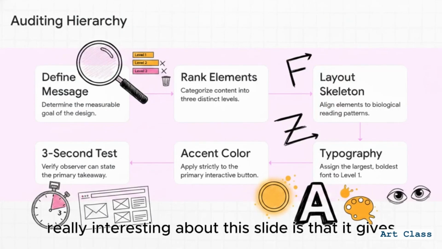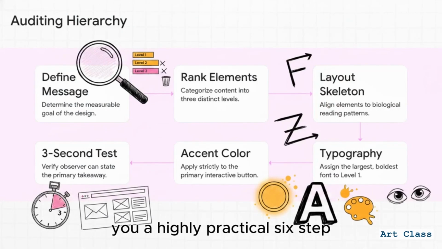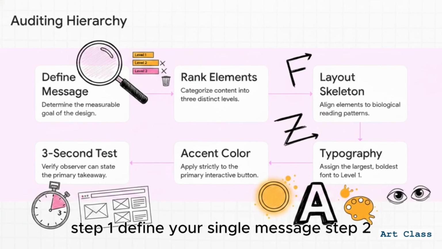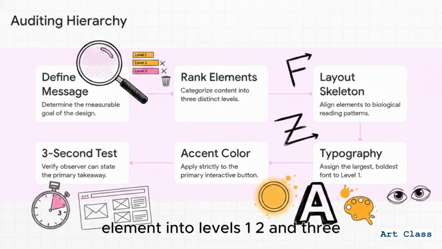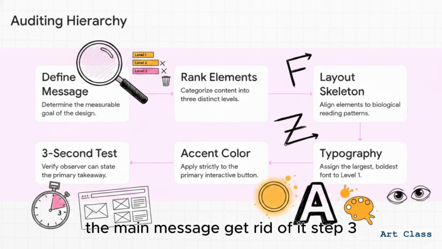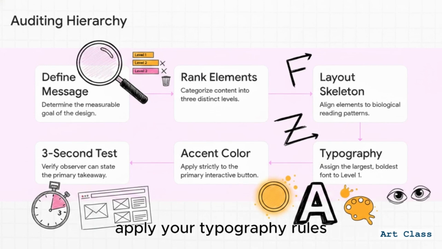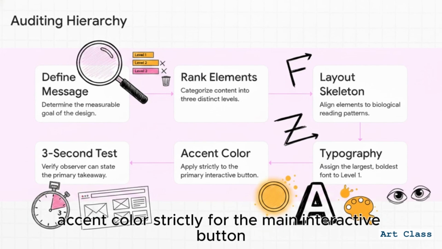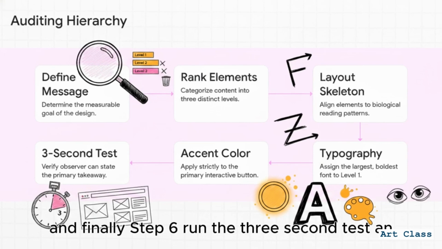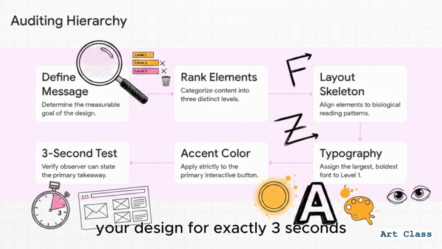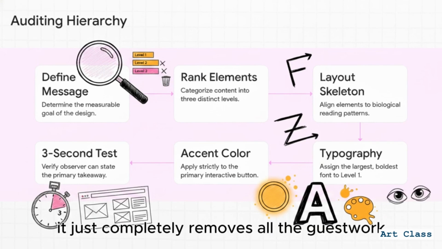Now, what's really interesting about this slide is that it gives you a highly practical 6-step toolkit you can use to audit any layout right now. Step 1, define your single message. Step 2, ruthlessly rank every element into levels 1, 2, and 3. Seriously, if it doesn't support the main message, get rid of it. Step 3, choose your layout skeleton, like that F or Z pattern we talked about. Step 4, apply your typography rules. Step 5, use color decisively, like reserving your one main accent color strictly for the main interactive button. And finally, Step 6, run the 3-second test. An impartial observer should be able to glance at your design for exactly 3 seconds and tell you the primary takeaway. It just completely removes all the guesswork.